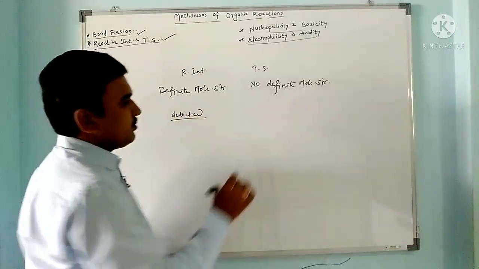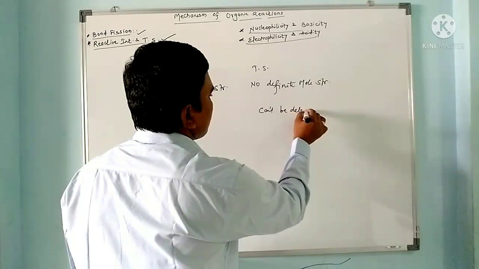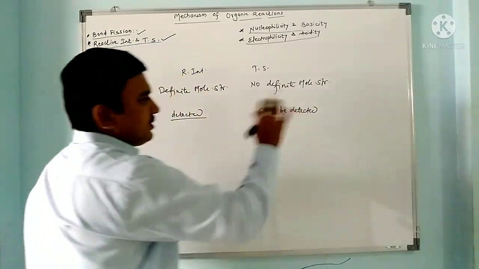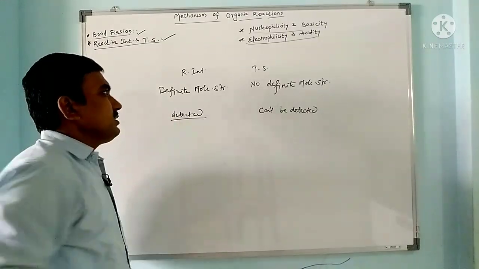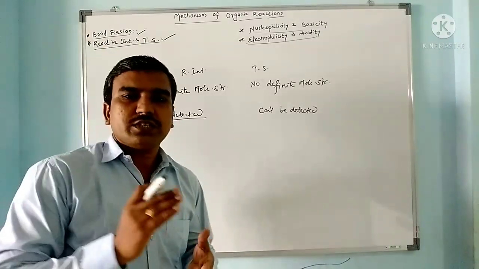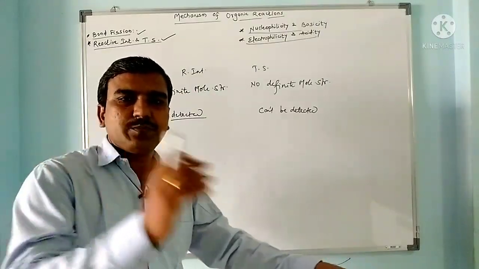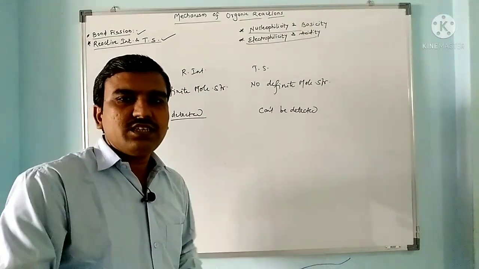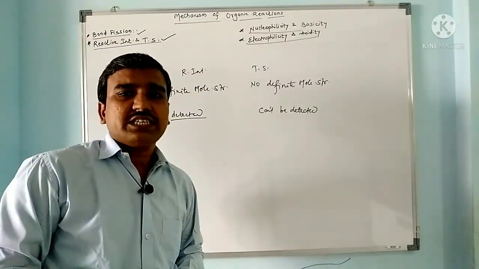Reactive intermediates can be detected using different methods, but the transition state cannot be detected. These intermediates can be detected by using spectroscopic techniques and different trapping reagents. We can add trapping reagents, so they can react with the intermediate. So these are some basic things regarding reactive intermediates.